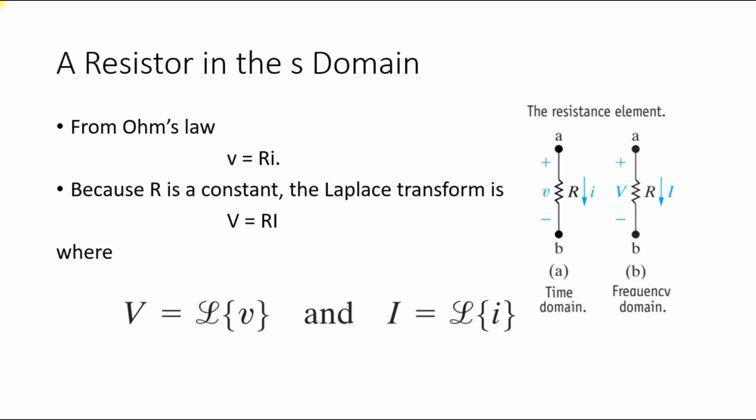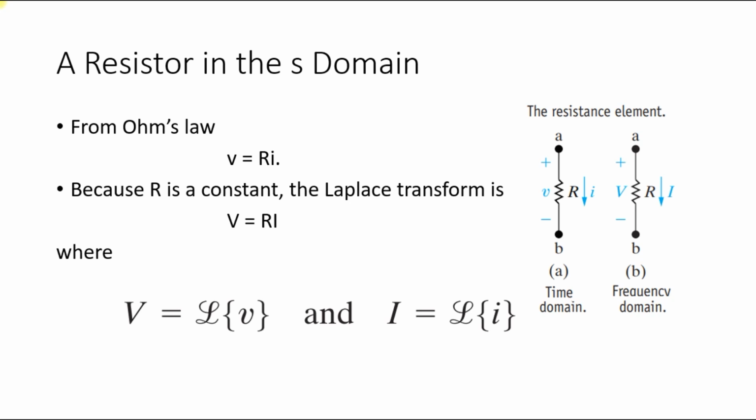Now, in our circuits there are three basic elements: resistance, inductance and capacitance. How are these elements changed from time domain to frequency domain? So the resistor in the S domain, how is it converted into the S domain?